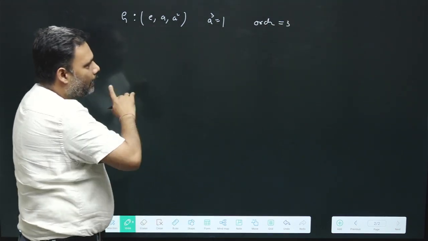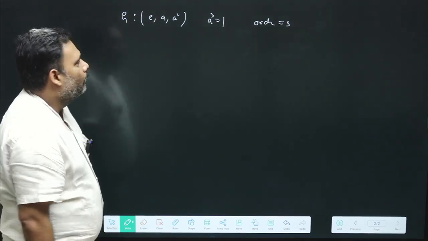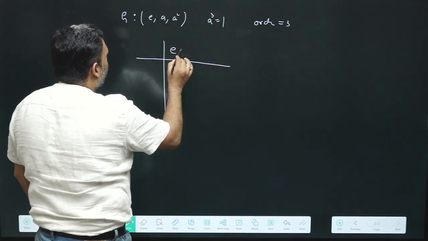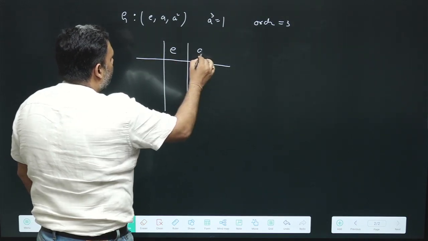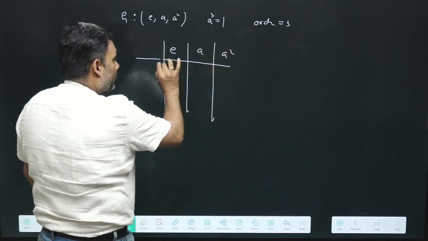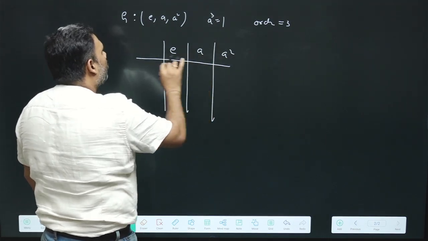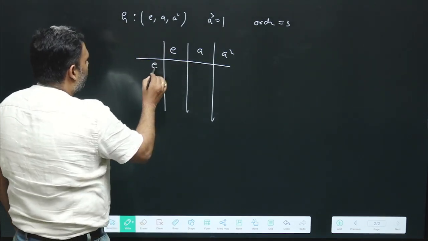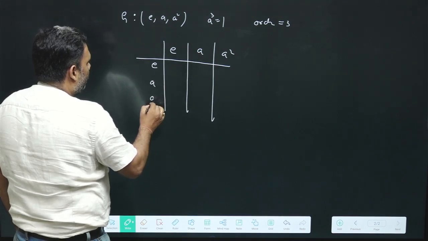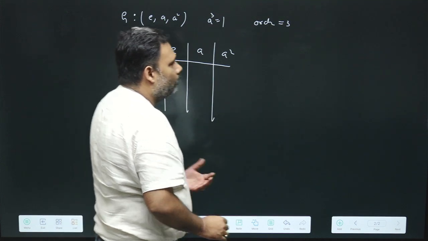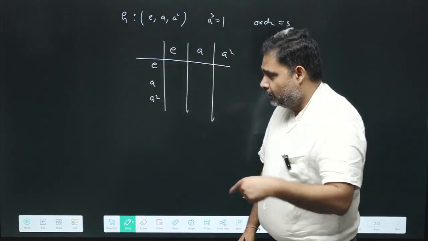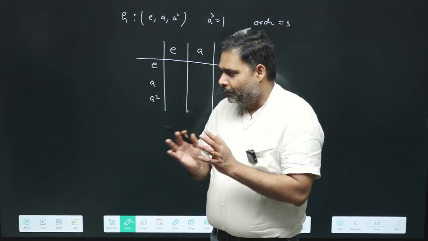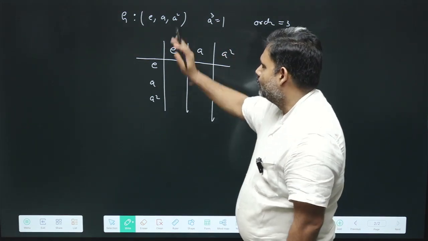So we have to make a 3 cross 3 matrix. How will you go for this one? We will go for E, that is identity, another is A, another is A square. In the same way, first we have to go for the column. So it is E, A and A square. And what is the operation? The operation is simple multiplication. And it is also given that A cube is equal to 1. This is something like your cube root of unity, a property of this type.